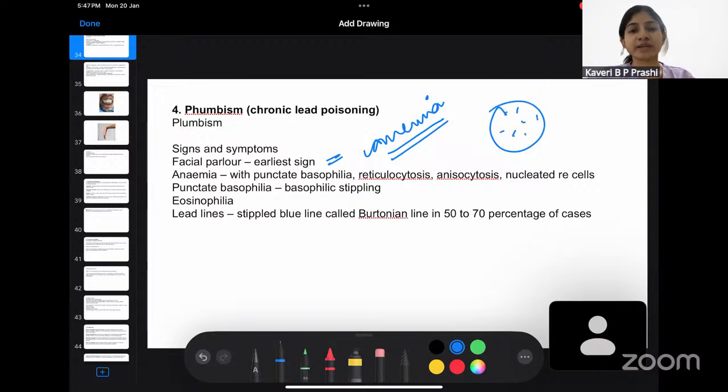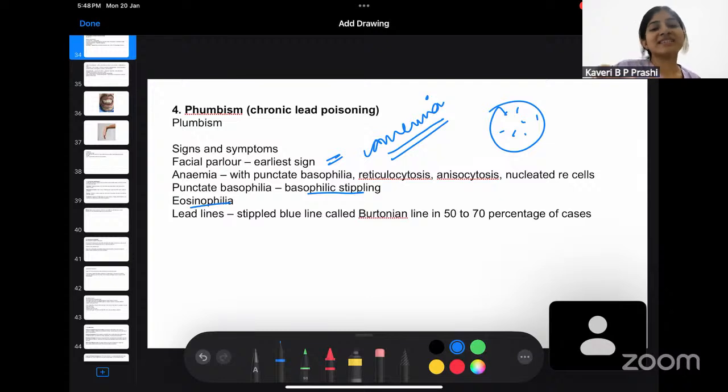And then there's going to be reticulocytosis. That is, there is anemia, so our body is trying to form lots of new blood cells. So the reticulocytes are formed more, because from reticulocytes we get blood cells. There's going to be anisocytosis, that is difference in the shape and size of the RBCs. Nucleated red blood cells are also seen. And as I told you, basophilic stippling is seen. And eosinophils are also increased. This is called eosinophilia.